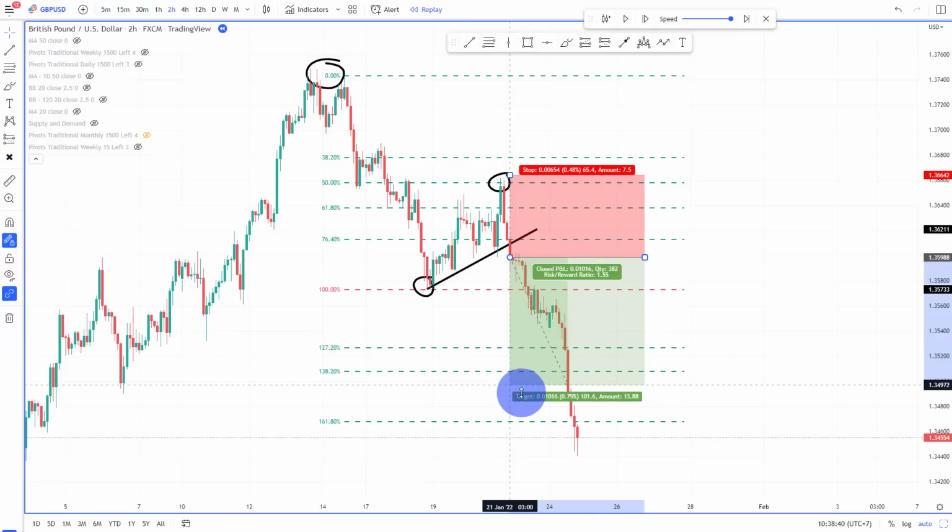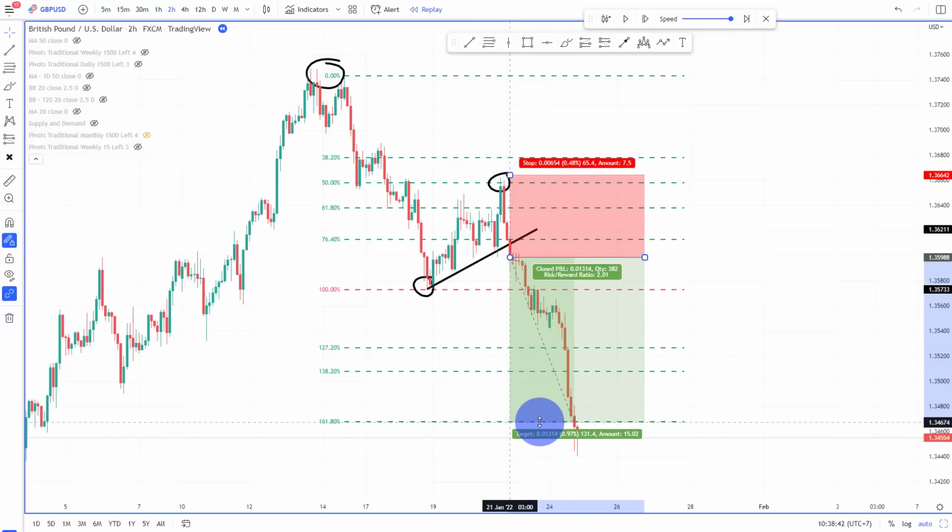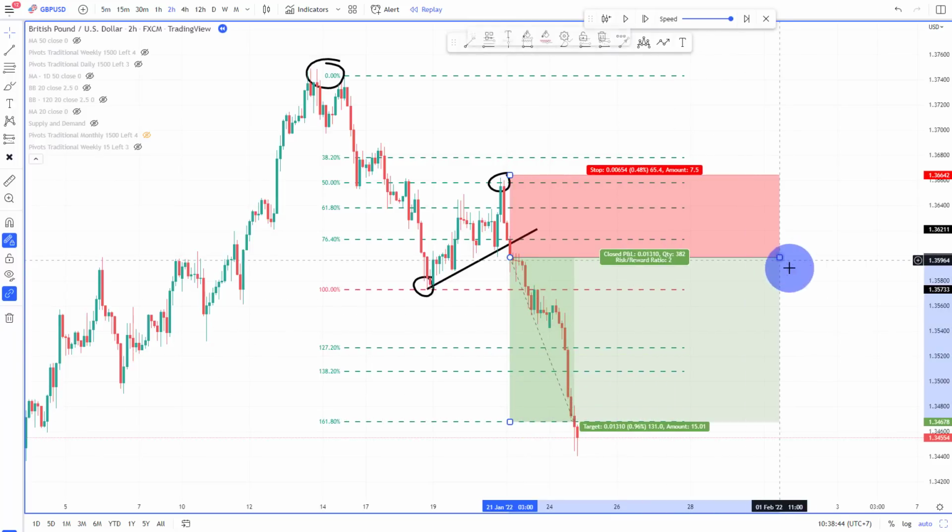And then let's assume we go for a 2 to 1. And you can see 2 to 1 here. The reward to risk ratio tool shows it. This is how 2 to 1 looks like. And coincidentally, it's falling into 161.8.